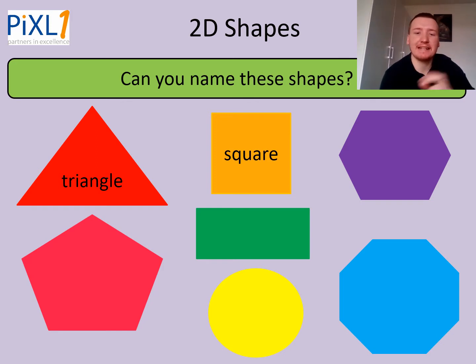The next one, nice and easy, you will all remember this from year 2 and year 1. You have a square. Now, a square has 4 equal-sided shapes, so every side measures the same length.